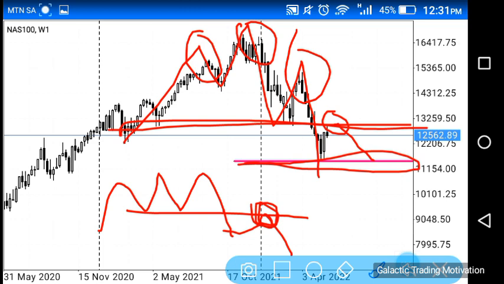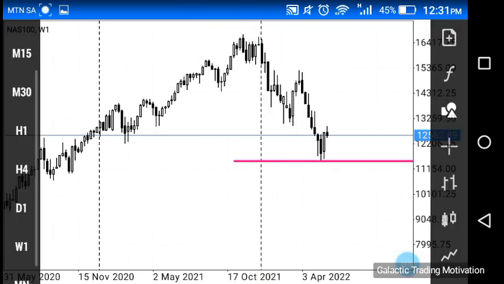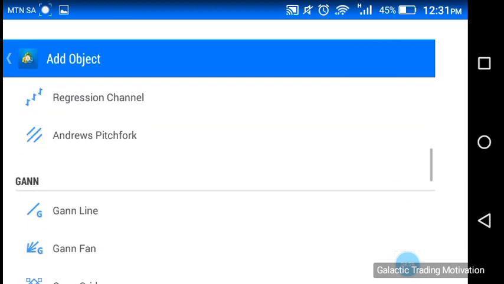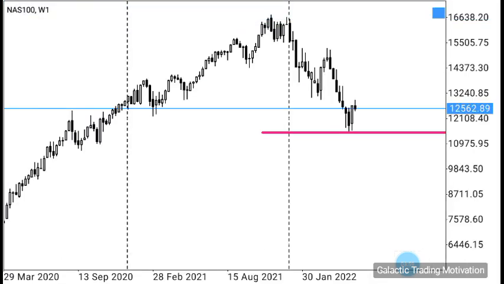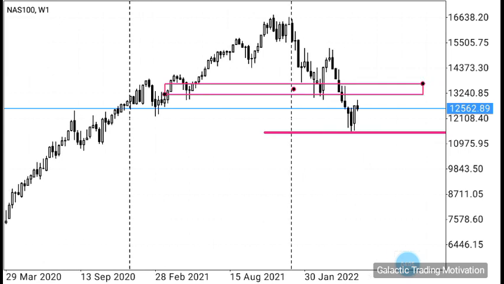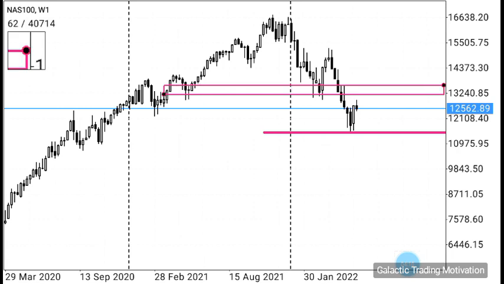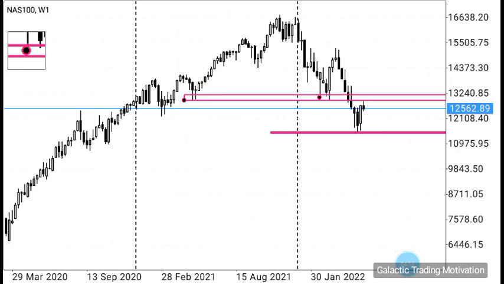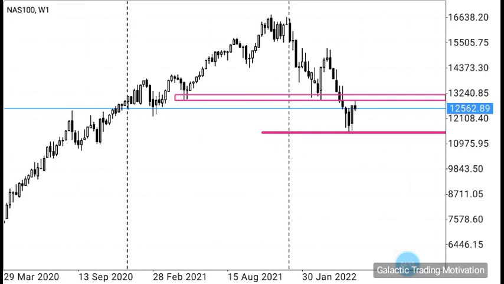So let's continue. What I'm going to do now is actually add a neckline for that particular head and shoulders pattern. Just bear with me. There we go. That's my neckline.